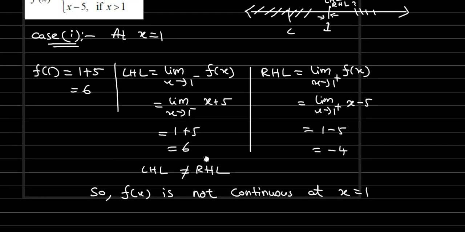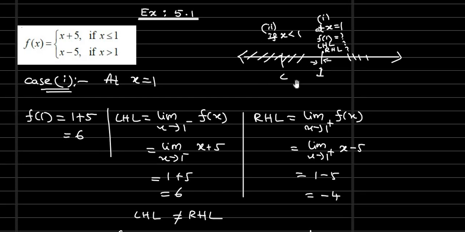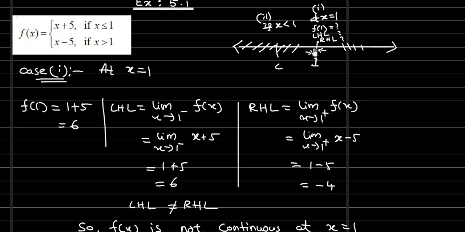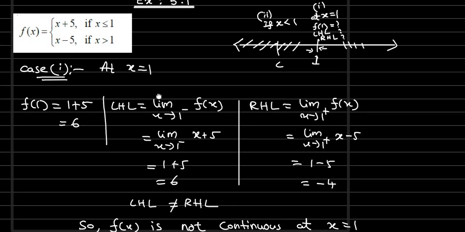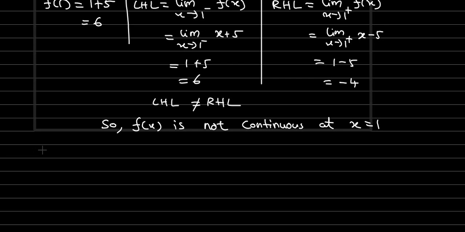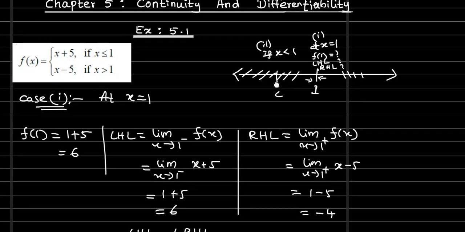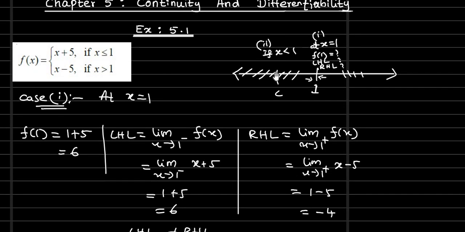Okay, so how about the other values? Throughout the reals, at x equal to 1 the function is discontinuous. So we need to check the other intervals now. These two intervals we have to check. So case 2, if x is less than 1. In this particular interval infinitely many values lie.